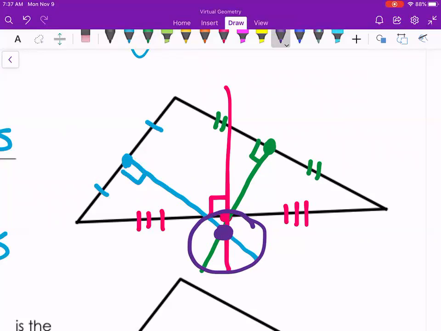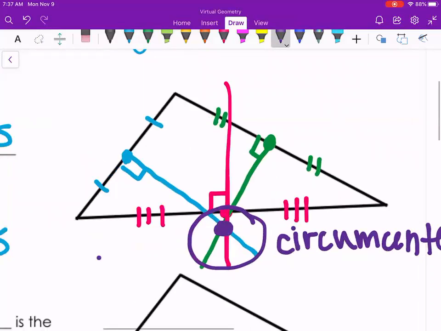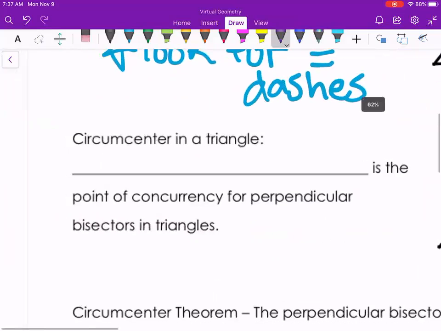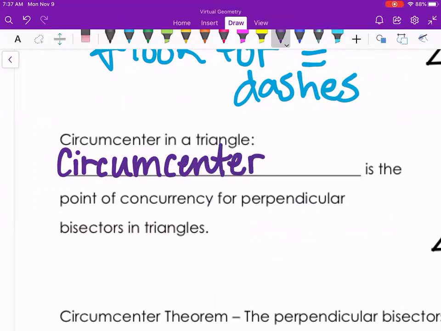Sometimes this point can be outside of the triangle. Sometimes it could be inside of the triangle. Sometimes it could be exactly on a line or on the side of it. But this specific point is called your circumcenter. Where all three of those perpendicular bisectors come together. So specifically, what is the circumcenter? Well, for us, the circumcenter of your triangle is the point of concurrency for your perpendicular bisectors.